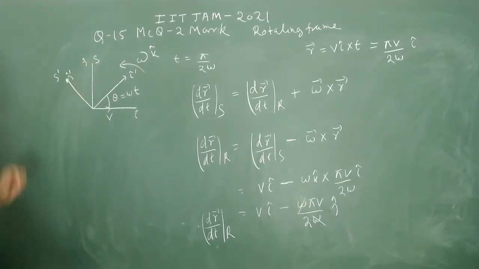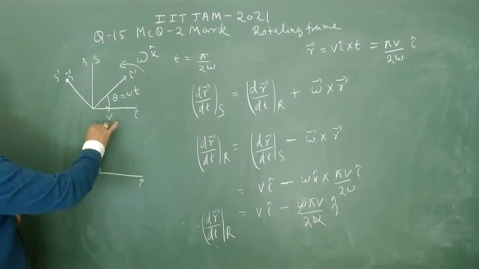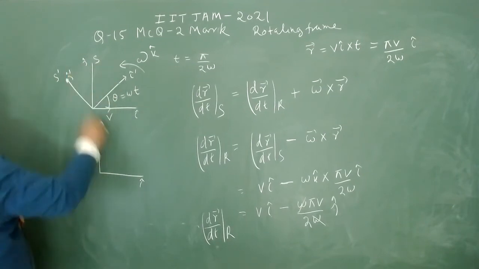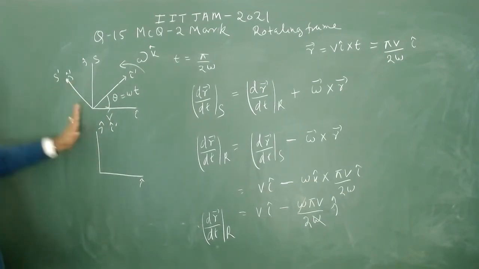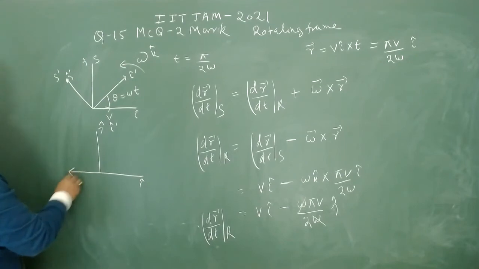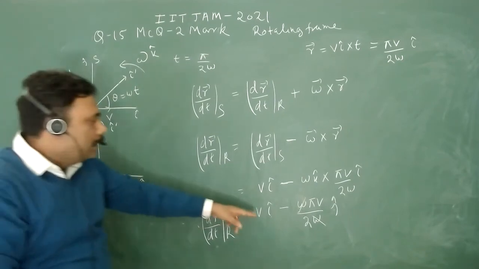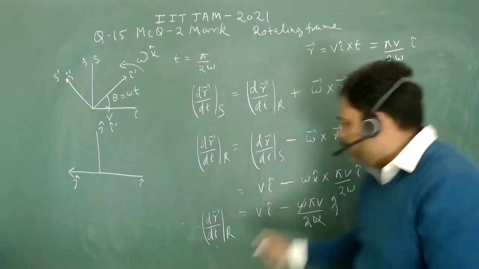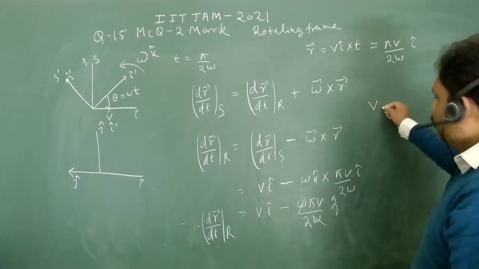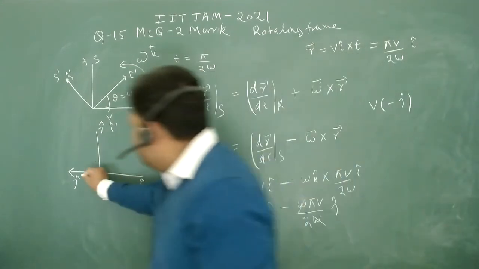So what will the situation be? The situation is very interesting. We have i cap here and j cap here. This i dash cap here is in the direction of j cap, and this j dash will be in the direction of minus i cap. So accordingly, we have to change this particular thing. So this i cap will be changed with the direction, minus j dash cap. This is my j dash cap actually.